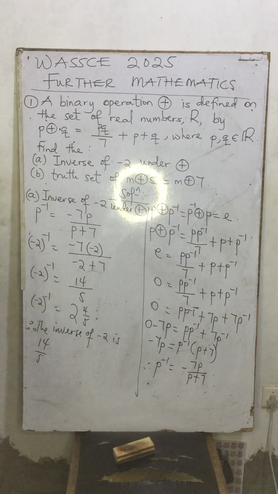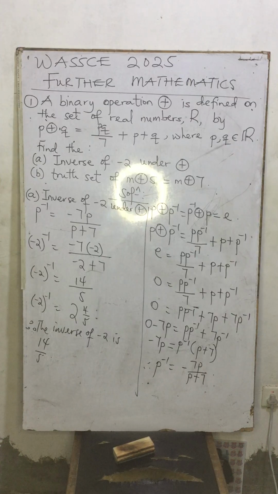So the inverse of -2 is just 14 over 5. Alright, so let's see the B part, which is the truth set of M operation 5 equals M operation 7. So let's see.